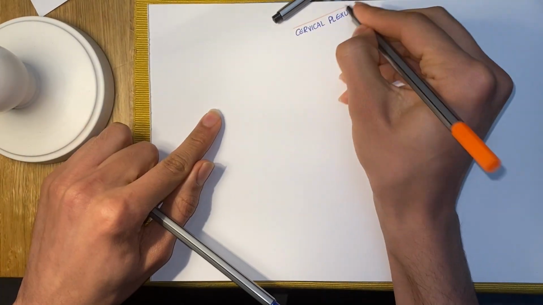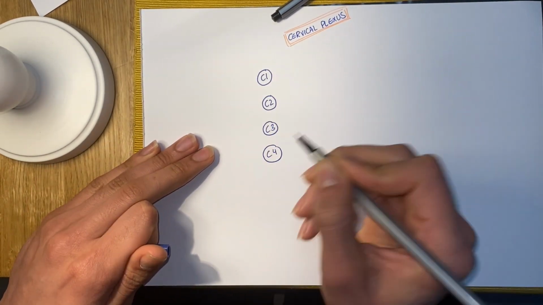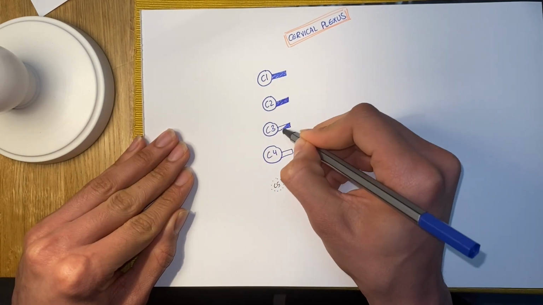This is Haytham. Today we'll be discussing the cervical plexus. The cervical plexus arises from C1, C2, C3, C4, and C5, their ventral rami, of course.